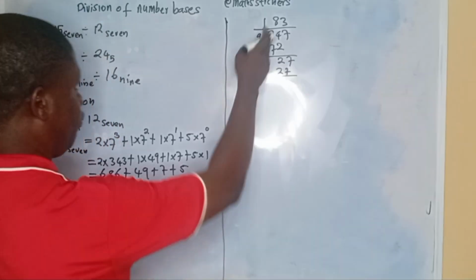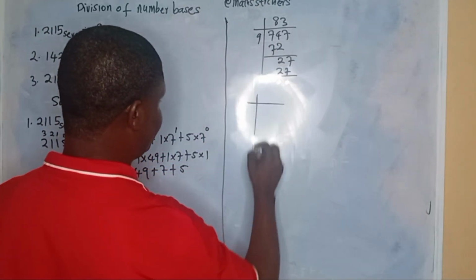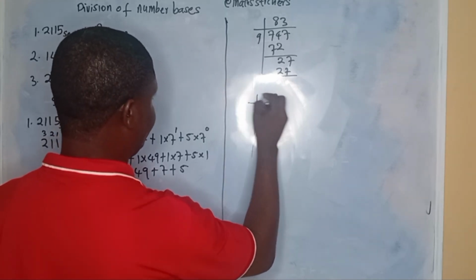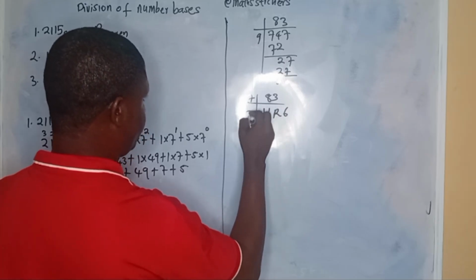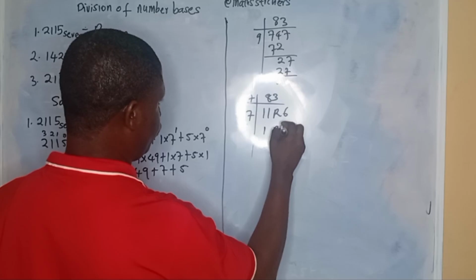Okay, so let's convert from base 10 to base 7. So we're going to have, we'll divide all through by 7. So we'll have 83 divided by 7. That will give us 11 remainder 6. 11 divided by 7 will give us 1 remainder 4.